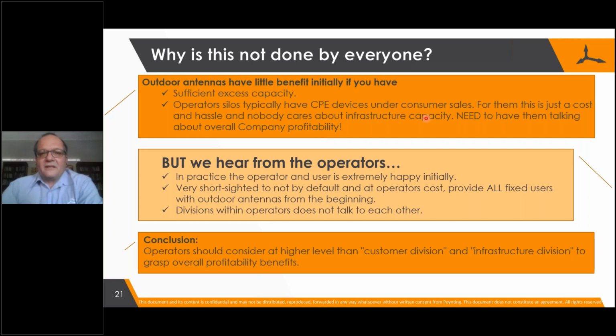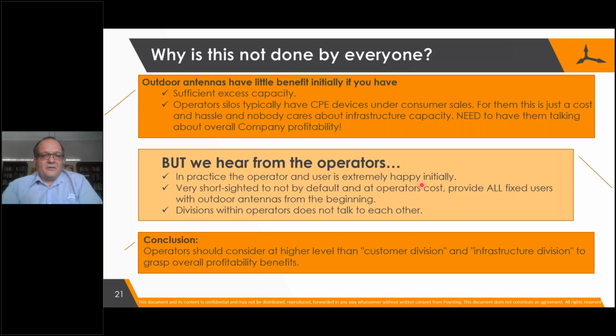Nobody cares about infrastructure capacity. I'm talking about the people selling the devices, your so-called consumer side of cellular operators. Remember, they're typically big organizations. And the capacity guys say, look, I can't tell the consumer guys to go put antennas up. You know, they make their own decisions in terms of the so-called packages. But if you look at overall company profitability, of course, it makes a lot of sense. So it's often that difference that causes a problem.